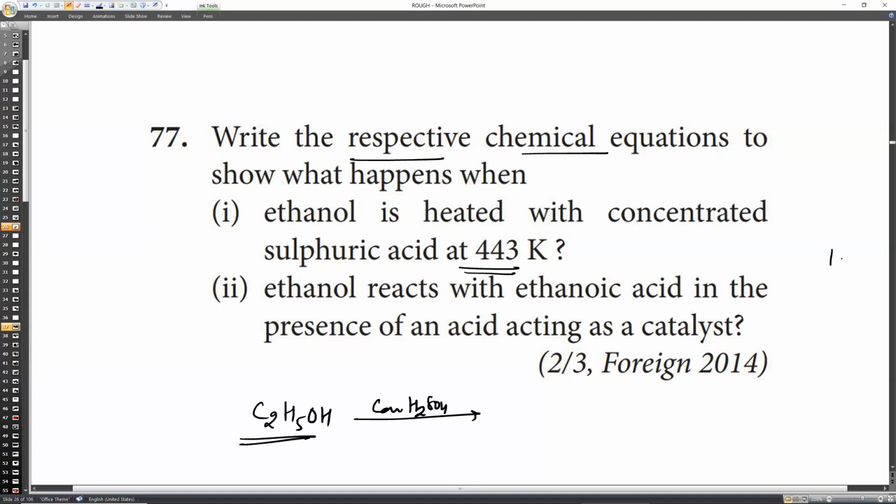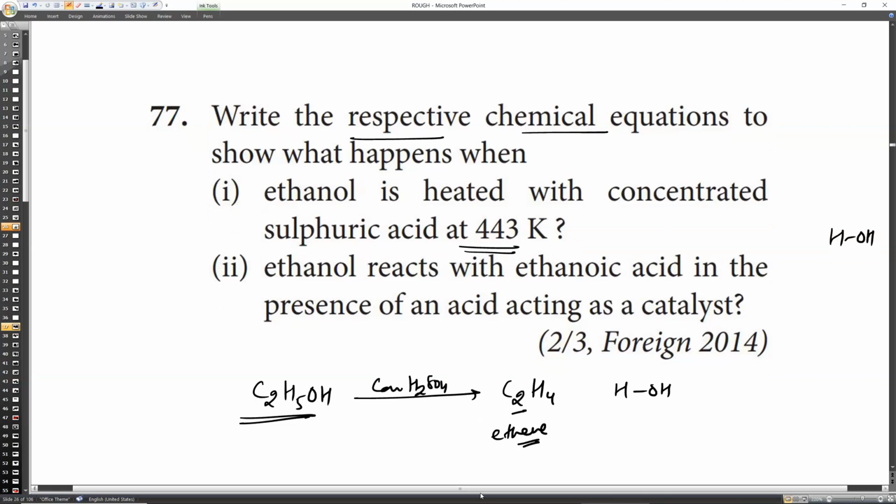You know the water is HOH. So this OH group and one hydrogen from this one will be removed. So it will be C2H4, with a double bond between the two carbons, which will be ethene. Got it? Yes, sir. This is a very simple reaction.